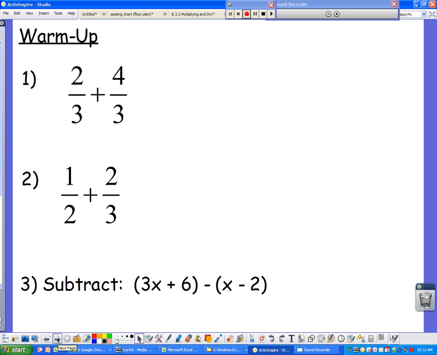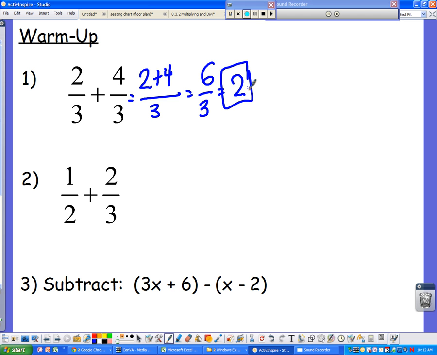Number one, we want to add 2/3 plus 4/3. The denominator, the number on the bottom, is already a 3. So all I'm going to do is take 2 plus 4, and they go under that common denominator. Well, 2 plus 4 is 6 over 3. And then you should always reduce your fractions. And 6 over 3 will reduce to 2 over 1, which goes finally to 2.